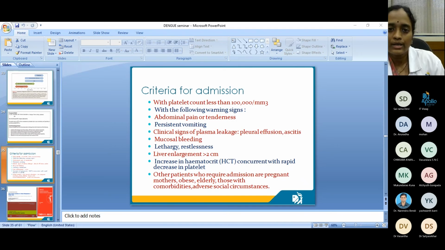Now that I've identified patients as dengue, dengue with warning signs, dengue with shock or severe dengue, how do I manage? Initial dengue patients, I can manage them at home. People with warning signs, I'm admitting them at hospital. People with shock or severe dengue manifestations, I'm managing accordingly.